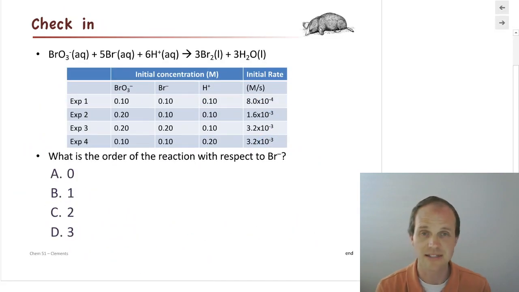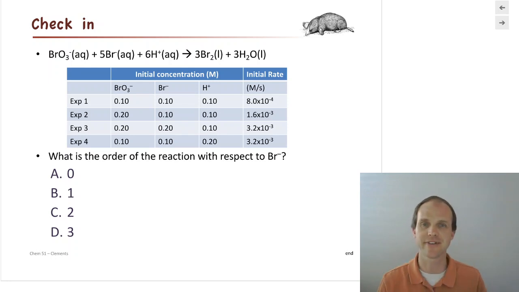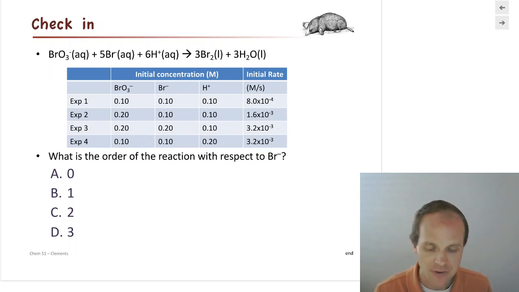All right, last one, and this one is for you to do. What's the order of this reaction with respect to Br minus? Same reaction, same data as the last slide. We're trying to find Br minus. Go! Don't you just love those faces? All right, got to find an experiment where only Br minus changed. Well, the only experiment where Br minus changed was that one, so it's certainly going to be experiment number 1. What else is it going to be? Probably experiment number 2, because you see BrO3 didn't change, H plus didn't change.